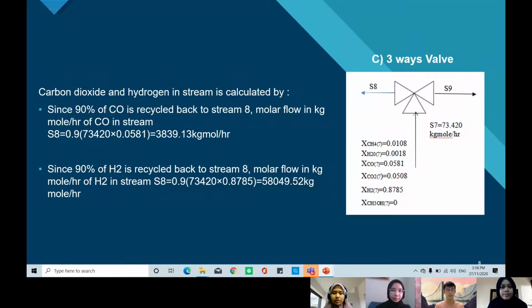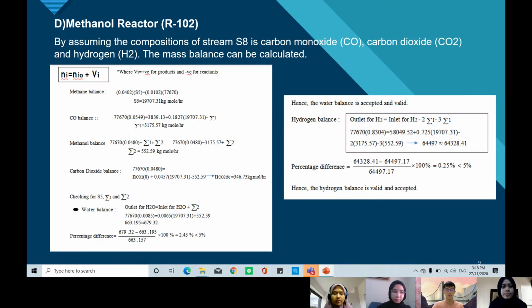Okay, so since 90% of both CO and H2 is recycled back to stream 8, molar flow of CO and H2 both can be calculated, which is 3839.13 kg mole per hour and 58049.52 kg mole per hour. Next, by assuming S8 is consisting of CO, CO2 and H2, mass balance can be performed. Therefore, by using appropriate equations, we can calculate that S5 is equal to 19707.31 kg mole per hour, epsilon 1 equals 3175.57 kg mole per hour, epsilon 2 equals 552.59 kg mole per hour, and CO2 equals 346.73 kg mole per hour.